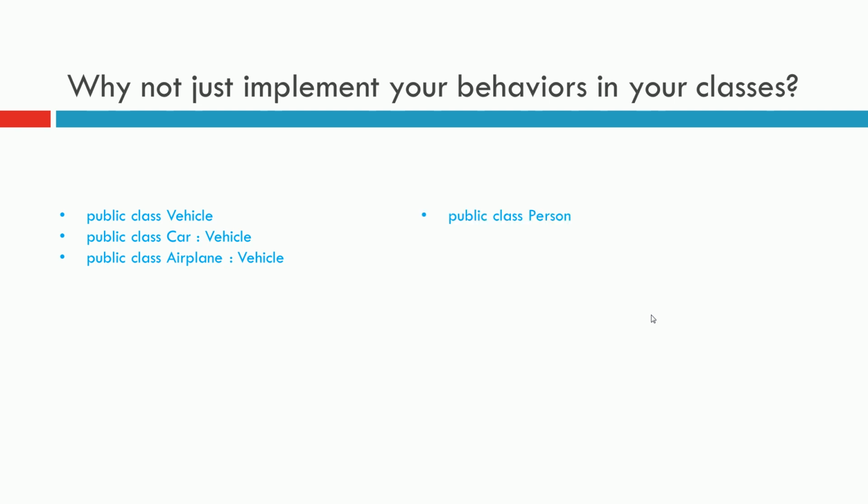Let's create a Person class. Now, a person would also have the same behaviors for moving forward, left, right, and stopping, but obviously it's going to work a little bit different. So let's keep going. Let's create a wheelchaired person.